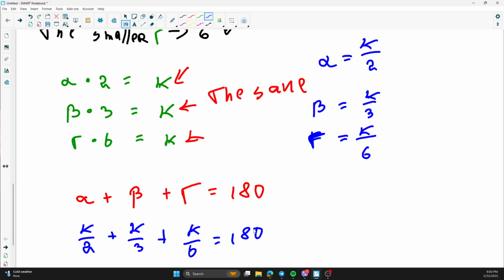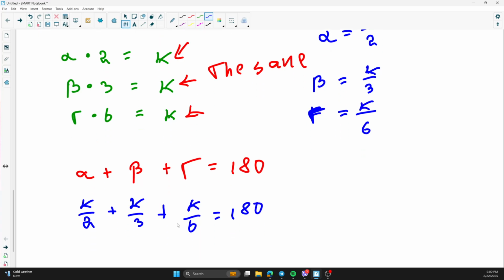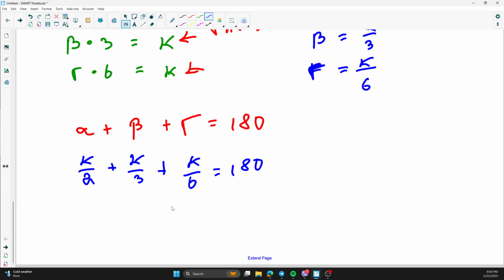Now let's find our constant. You need to put them on the same denominator, right? So we can give them all a denominator of 6. Or we can multiply everything by 6 to get rid of the fractions.